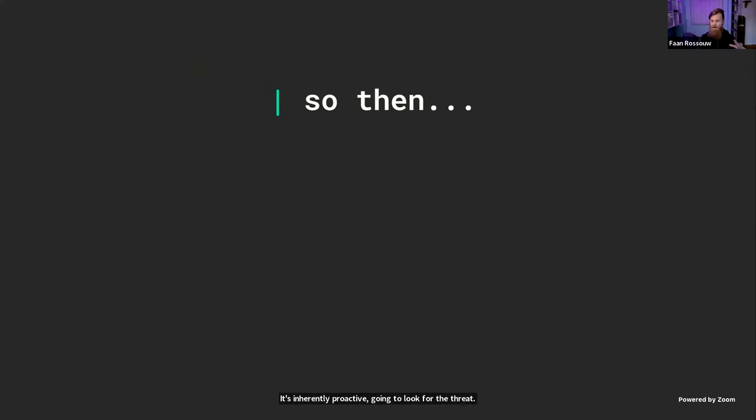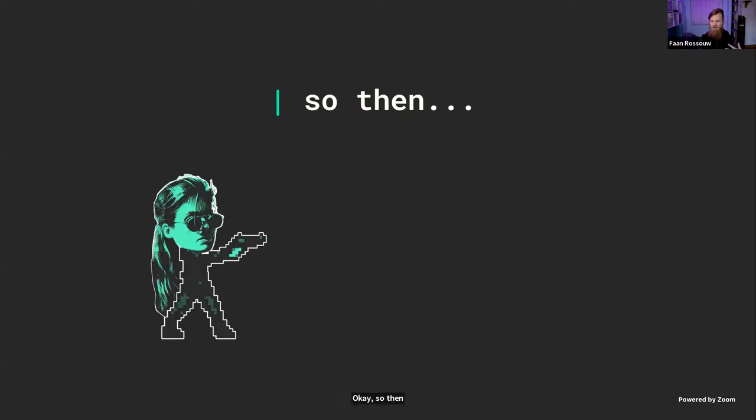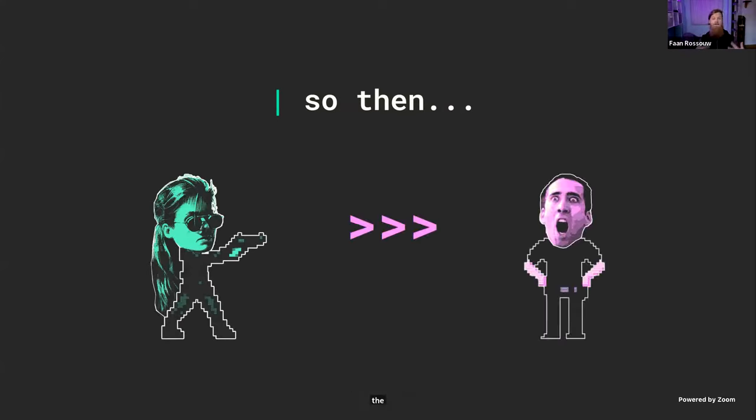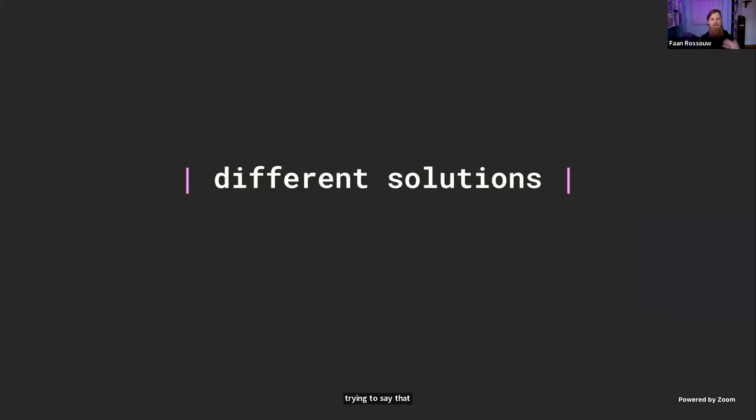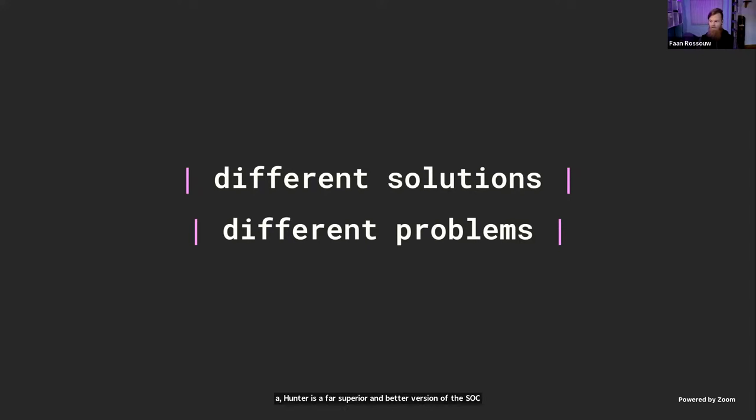Okay, so then, the way I've framed it and presented it here, maybe it seems like I'm just trying to say that a threat hunter is a far superior and better version of the SOC analyst. And of course, this is not what I'm trying to say at all. Rather, it's as the wise Mr. Jimi Hendrix said, different strokes for different folks. And what I mean by that here is these are really two different solutions for two different problems.